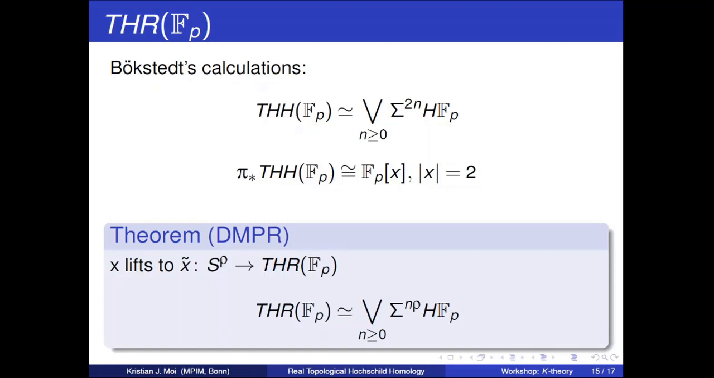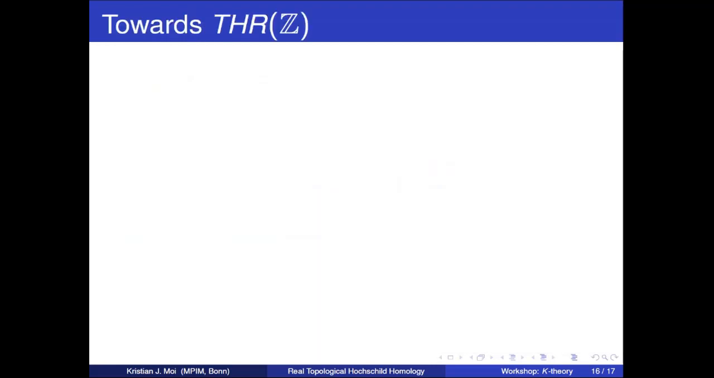Okay. And so the last thing I want to say something about is the real THH of Z. I put "toward" the real THH of Z because we haven't been able to compute the whole homotopy type yet. Two is not invertible here, so it's more complicated.